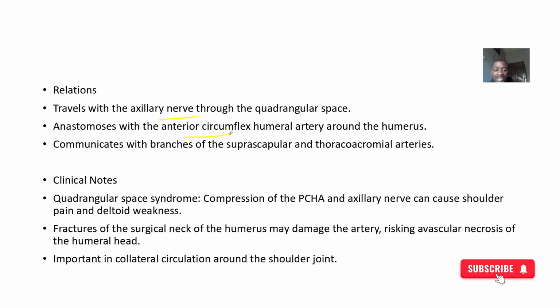So we study this artery because it can be involved in a type of syndrome known as quadrangular space syndrome. We study it because it can be affected when there are fractures of the surgical neck. We study it because it anastomoses with several arteries, giving a collateral supply around the shoulder joint.